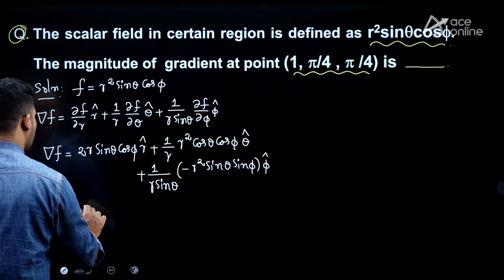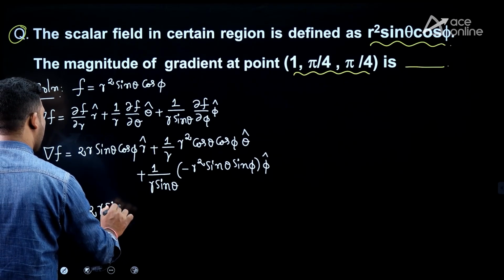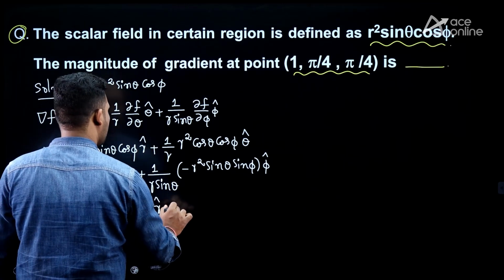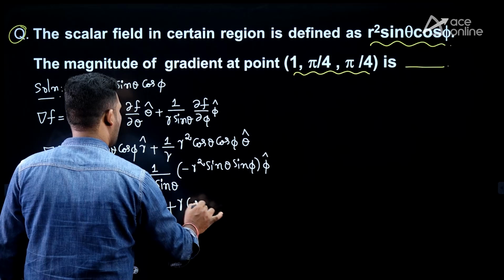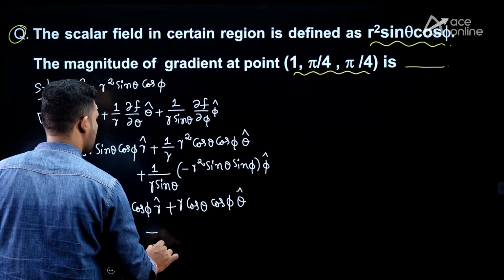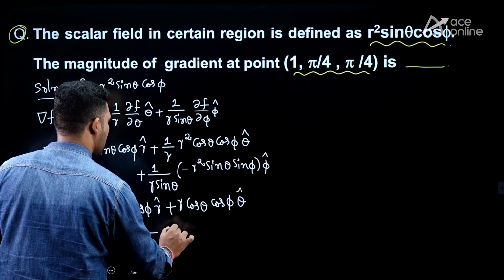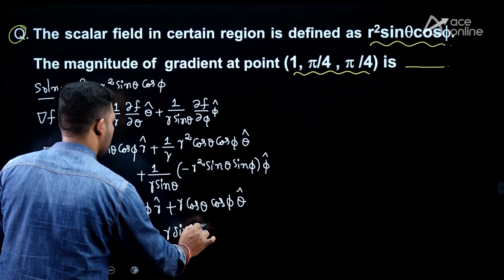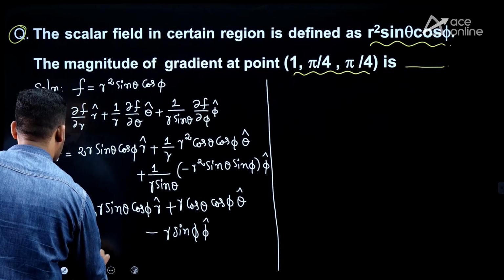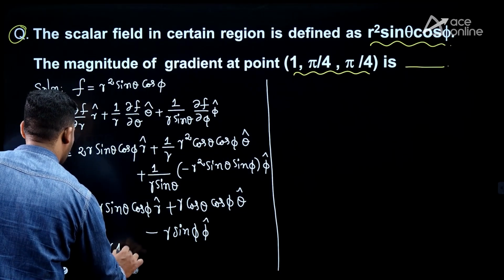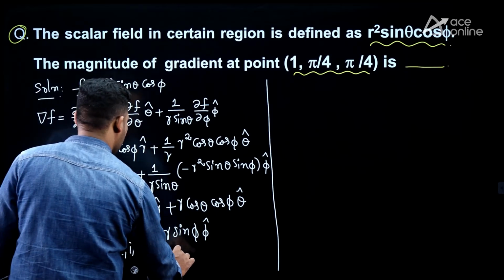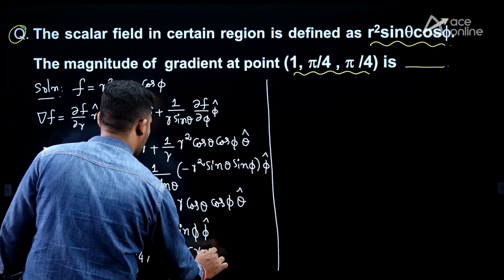So gradient of f is equal to 2r sin theta cos phi r cap plus r cos theta cos phi theta cap minus r sin phi phi cap. He is asking at a point (1, pi by 4, pi by 4). So this is r, theta, phi.